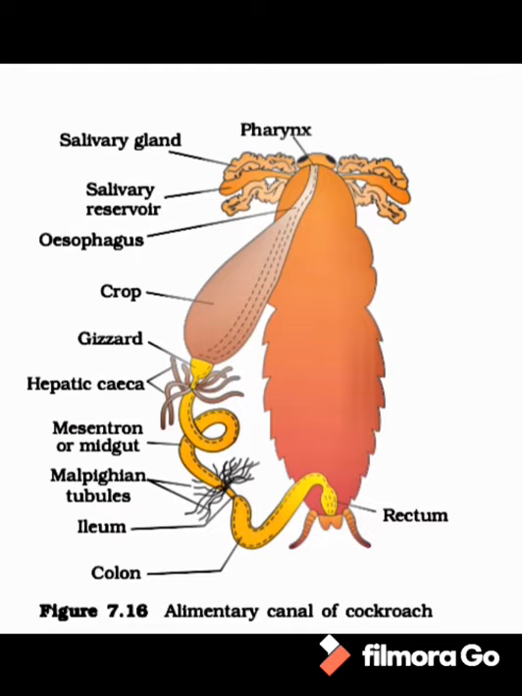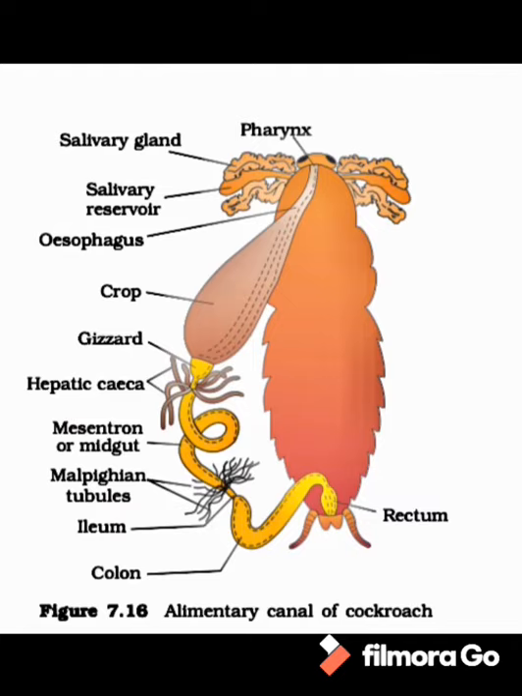Midgut or mesenteron is nothing but the stomach part. Here we can observe that in between gizzard and stomach, that is, at the junction of foregut and midgut, 6 to 7 tubular hepatic caeca are present. These hepatic caeca pour their secretion into the stomach, which helps in digestion of food. So, in the stomach, food gets digested and the stomach is tubular in form.